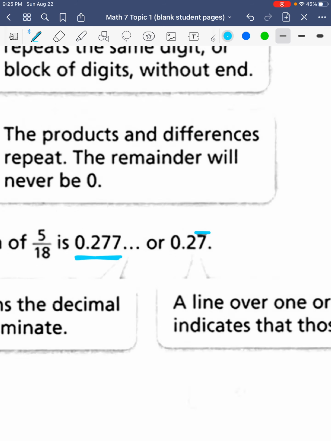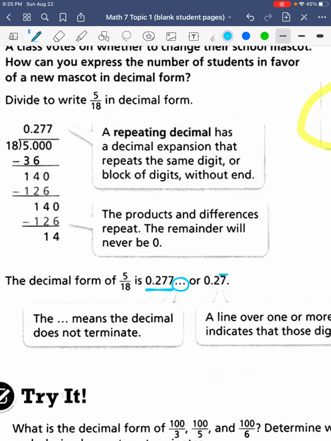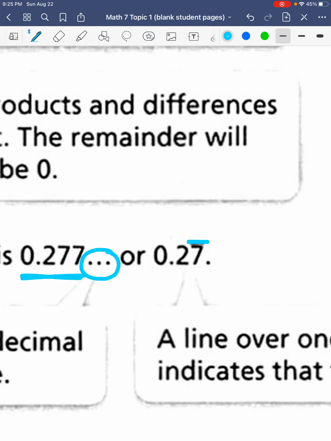Okay? Now, when we see this right here, that means that the decimal does not terminate. It does not end. It keeps on going. So I could write 15 sevens, and I'd still need that 3 dots to show that that decimal is going to continue going. So the reason we like this bar over the top of the digit that repeats is that it allows us to shorthand that decimal.